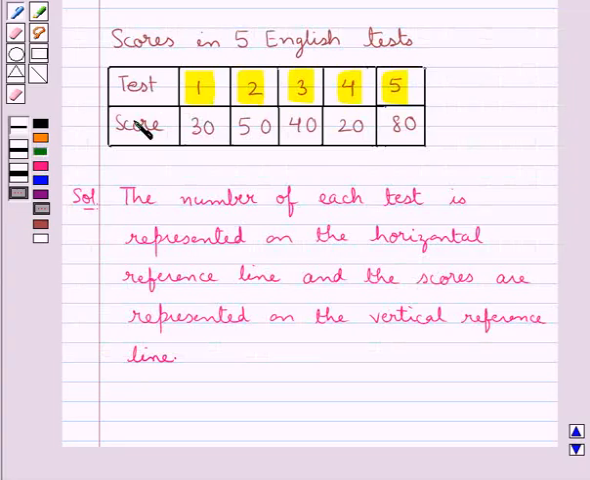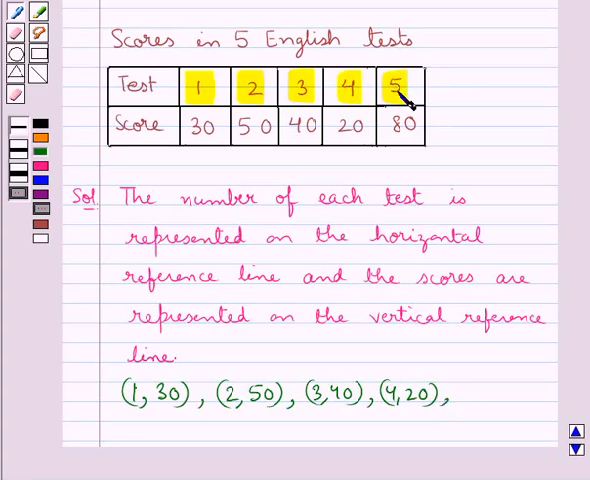Now from this table we see that in the test 1 the student scored 30 marks. So we get a pair of numbers as 1, 30. Now in the second test, the student scored 50 marks. So the second pair of numbers would be 2, 50. In the third test, the student scored 40 marks. So the third pair of numbers would be 3, 40. In the fourth test, the student scored 20 marks. So the other pair of numbers would be 4, 20. And in the fifth test, the student scored 80 marks. So we have another pair of numbers, that is 5, 80.